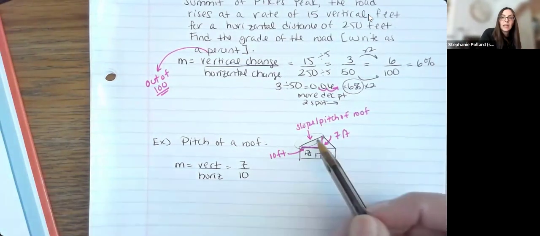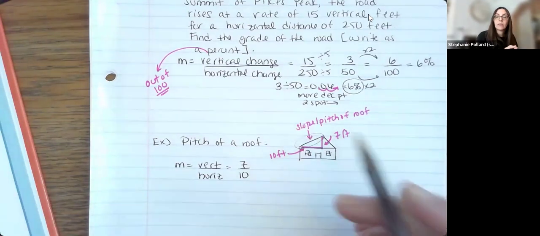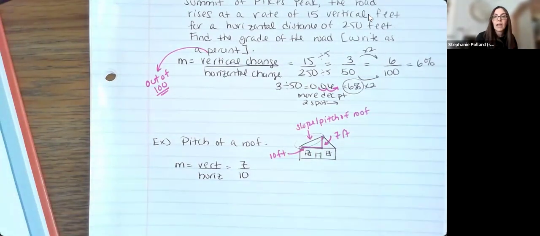That piece right here has a slope or a rate of change of 7 to 10, meaning for every 7 feet it increases, there's 10 feet long that it's going to travel. And again, there's lots of other applications here. So ramps are another important one. There's a lot of regulations around wheelchair ramps, for instance, and things like that.